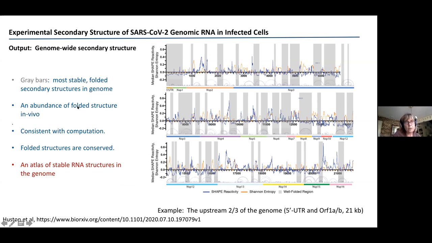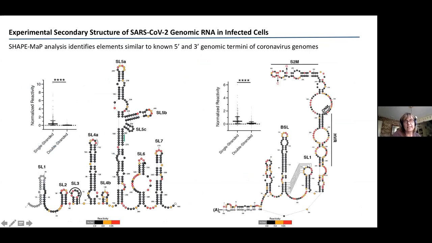So what we observe is an abundance of folded structure in vivo. It's consistent with what we saw with computation. And through methods that I don't have time to tell you about, we've found that these individual structures are conserved. This serves as sort of an atlas of stable structures in the RNA genome for downstream biophysical characterization. And this diagram doesn't really look very satisfying, so I'm going to show you some real structures. These are structures that we've calculated in the next few slides.